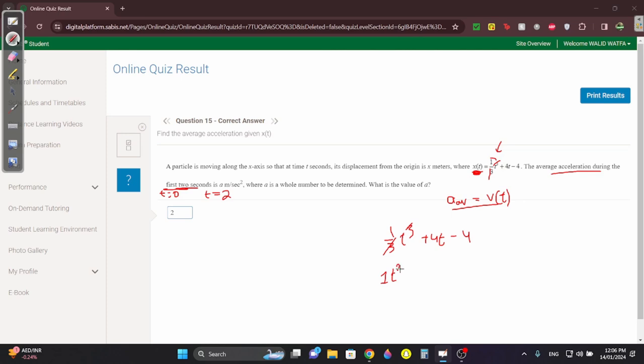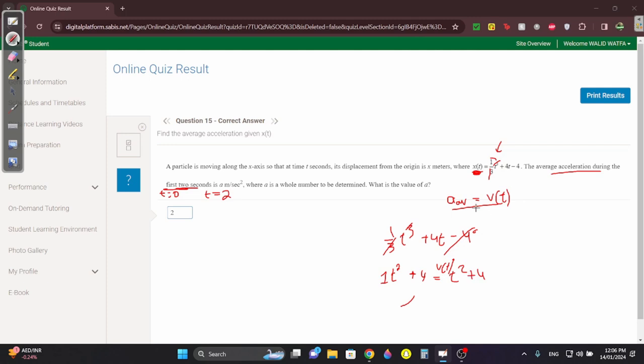Reduce the exponent by 1, it becomes t squared. Plus 1 times 4 is 4. Okay. And negative 4, 0 times negative 4 cancels out. So your derivative will be 1t squared plus 4. So let's just say t squared plus 4. So your v of t is t squared plus 4.